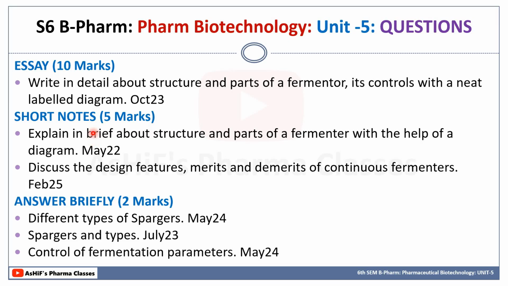And second, as a 5-mark question, explain in brief about the structure, parts of fermenter with the help of diagram, and discuss the design features, merits and demerits of continuous fermenters, and answer briefly the different types of sparger, and control of fermentation parameters. So these are some of the questions.